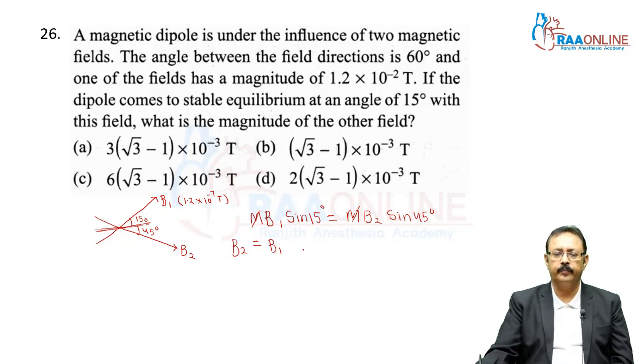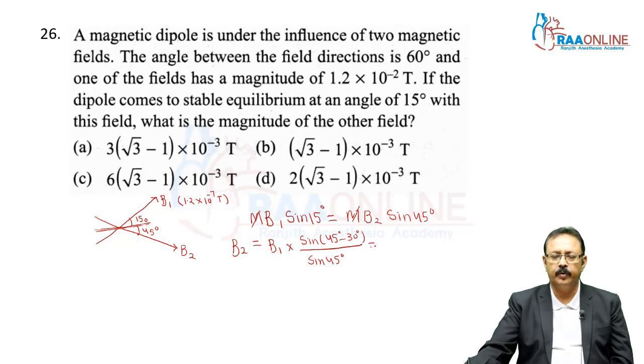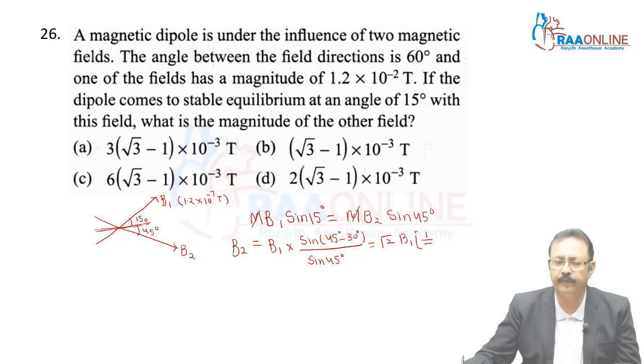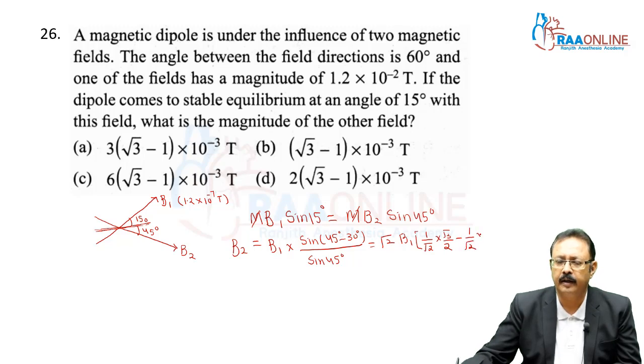B1 into sine 15 degree upon sine 45 degree. How to calculate sine 15 degree? Write it as 45 minus 30. Sine 45 is 1 by root 2. Take this root 2 in the numerator, so root 2 B1, sin(A minus B) is sin A cos B minus cos A sin B, so sin 45 cos 30 minus cos 45 sin 30.